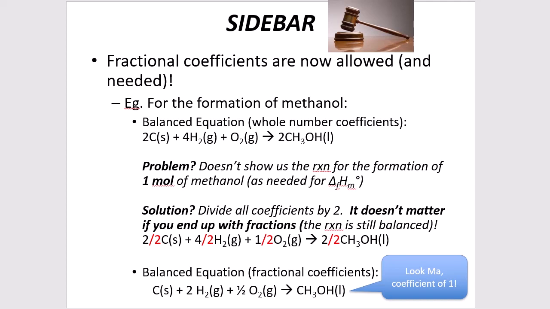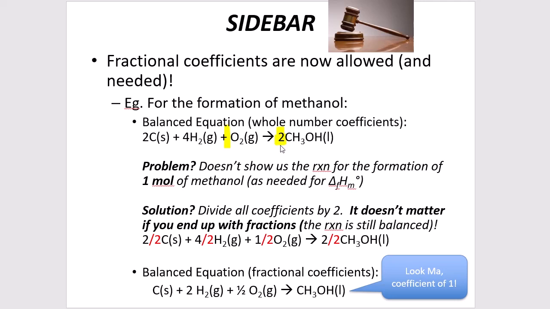And your teacher probably told you, we're not going to do that yet. Balance your chemical reaction with lowest whole number coefficients. Well, now we're going to let you use fractions. The reaction that we specified before, we said we want to form 1 mole of methanol. But if we balance the equation like we did in the example, we end up with 2 moles of methanol being formed. That's the only way to get whole number coefficients.